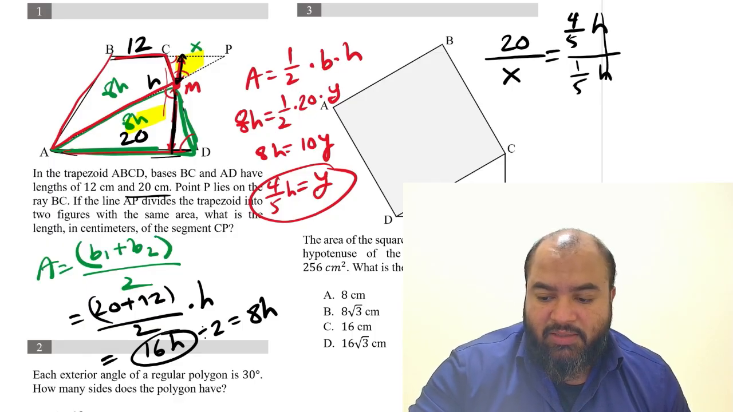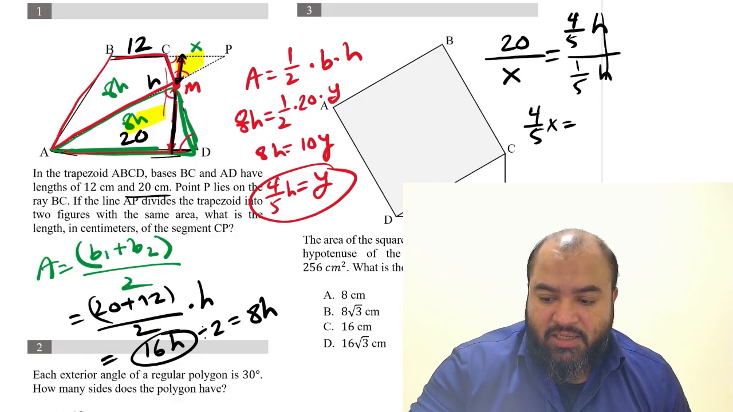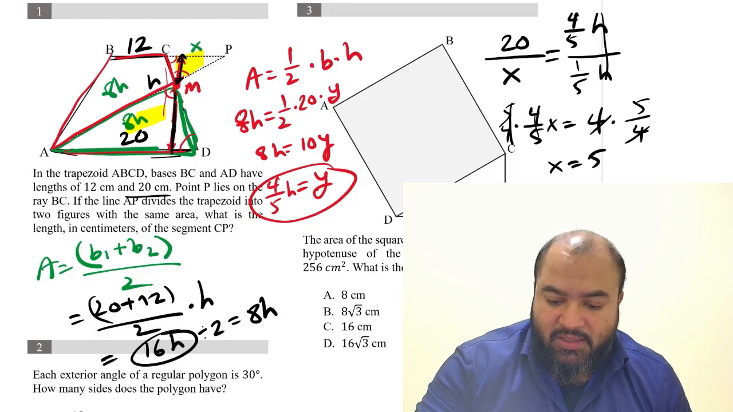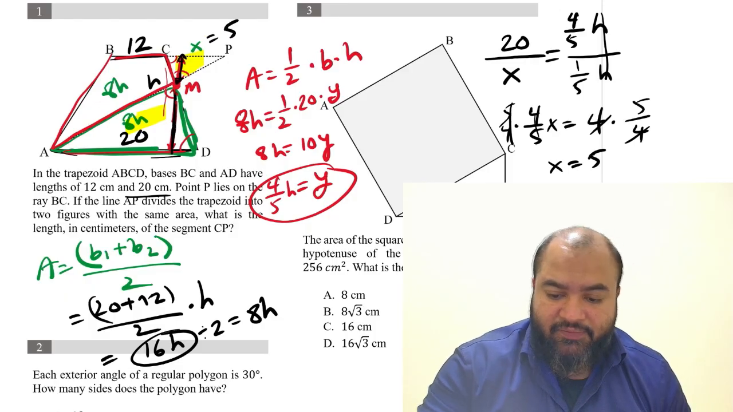Now you can cross multiply. So 4/5 x equals 1/5 of 20, which is 4. Now times it by 5/4 on both sides. We're just solving the equation now. So these cancel out, 4 and 4 cancel out, 4 divided by 4 is 1. So x is equal to 5. So the answer is 5.